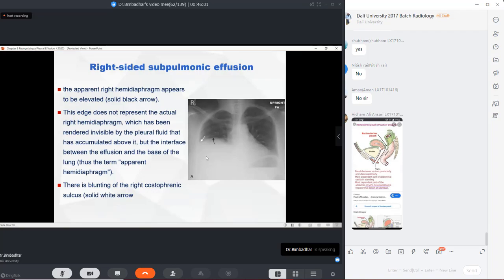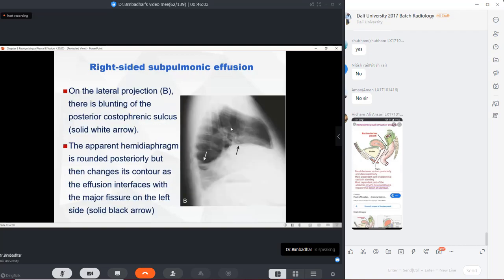And you can also see here in the lateral position, this solid white arrow here is the one that is actually showing the posterior costophrenic sinuses. Okay, the costophrenic sinuses are present mostly on the posterior side.